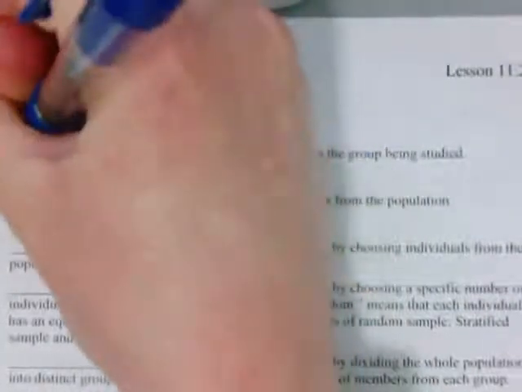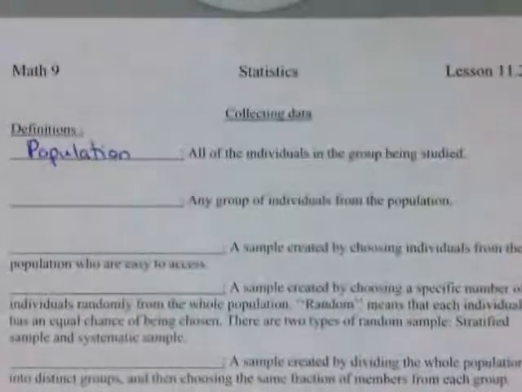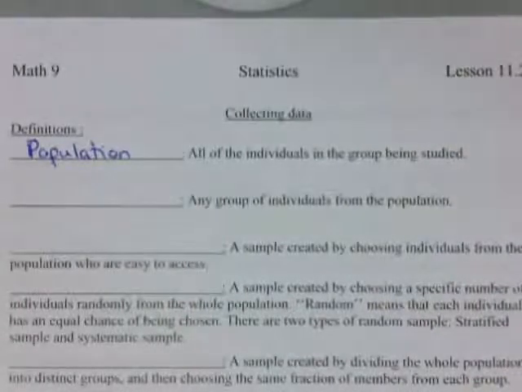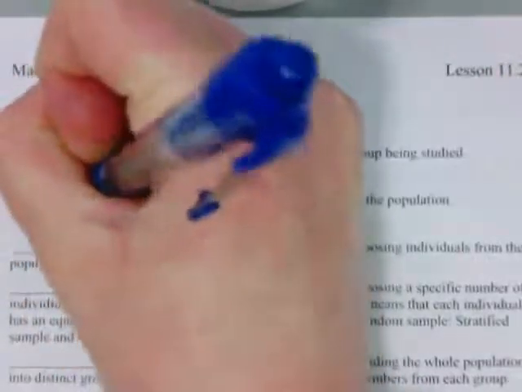So the very first word is called population. Population is, sorry, my pen's not working here. Population is the group of all the individuals, so the big group, okay? And then inside that big group, what we could be doing is we could be studying a smaller group, which is called a sample group.